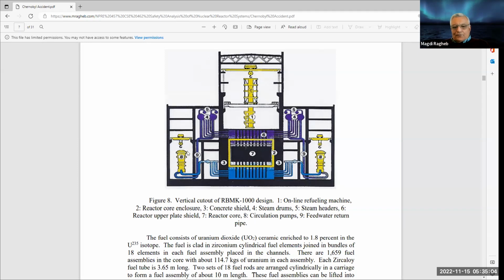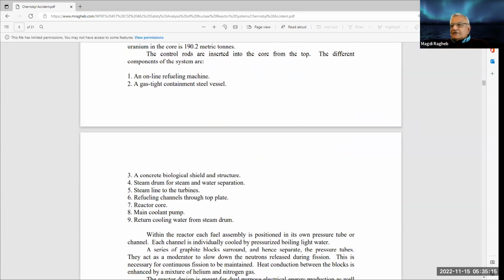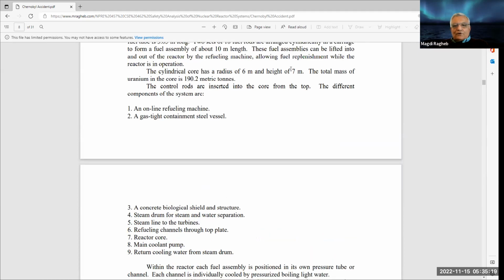Here is another diagram for that RBMK design. Here are the pumps. Here are the steam drums. Here is the core, and under the core you have that pressure suppression pool that is containing water in general. All right, so let us study a little more of the design. The control rods are inserted into the core from the top. That is in contrast to existing boiling water reactors. Even though it was a boiling light water reactor, the control rods came in from the top.